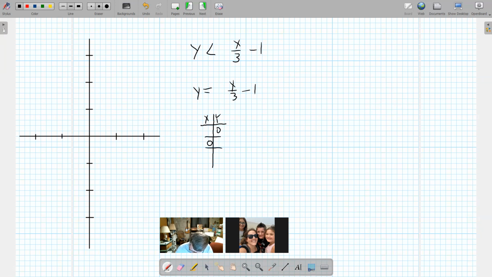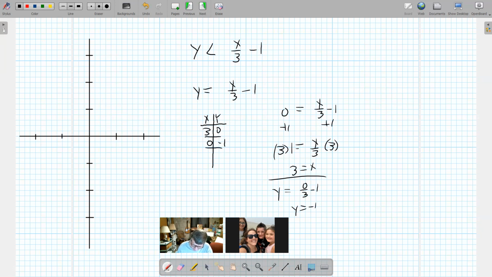If y is 0, I get 0 equals x over 3 minus 1. I'll add 1 to both sides: 1 equals x over 3. Multiply both sides by 3, and x equals 3. If x equals 0, I get y equals 0 over 3 minus 1, so y equals negative 1. So I've got the points (3, 0) and (0, negative 1).